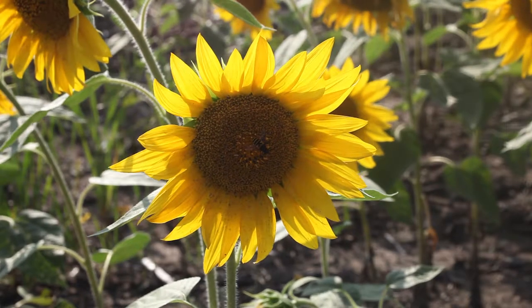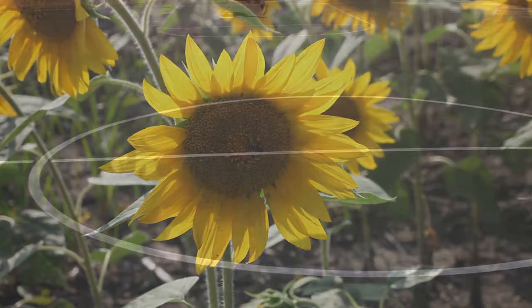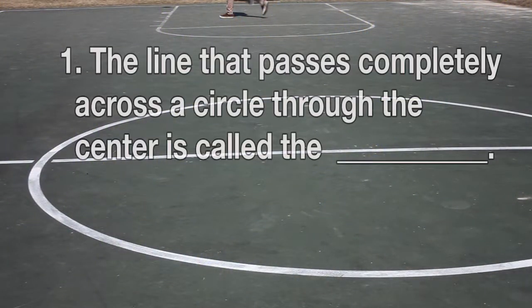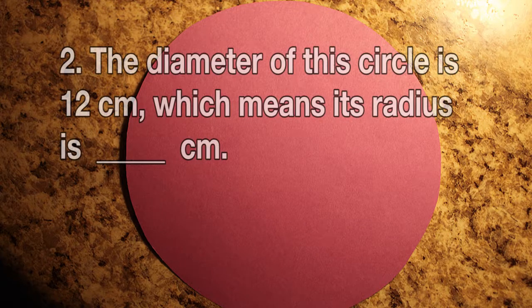Fill in the correct word to complete the sentence. Good luck, and let's get started. Number 1. The line that passes completely across a circle through the center is called the ___. Number 2. The diameter of this circle is 12 centimeters, which means its radius is ___ centimeters.